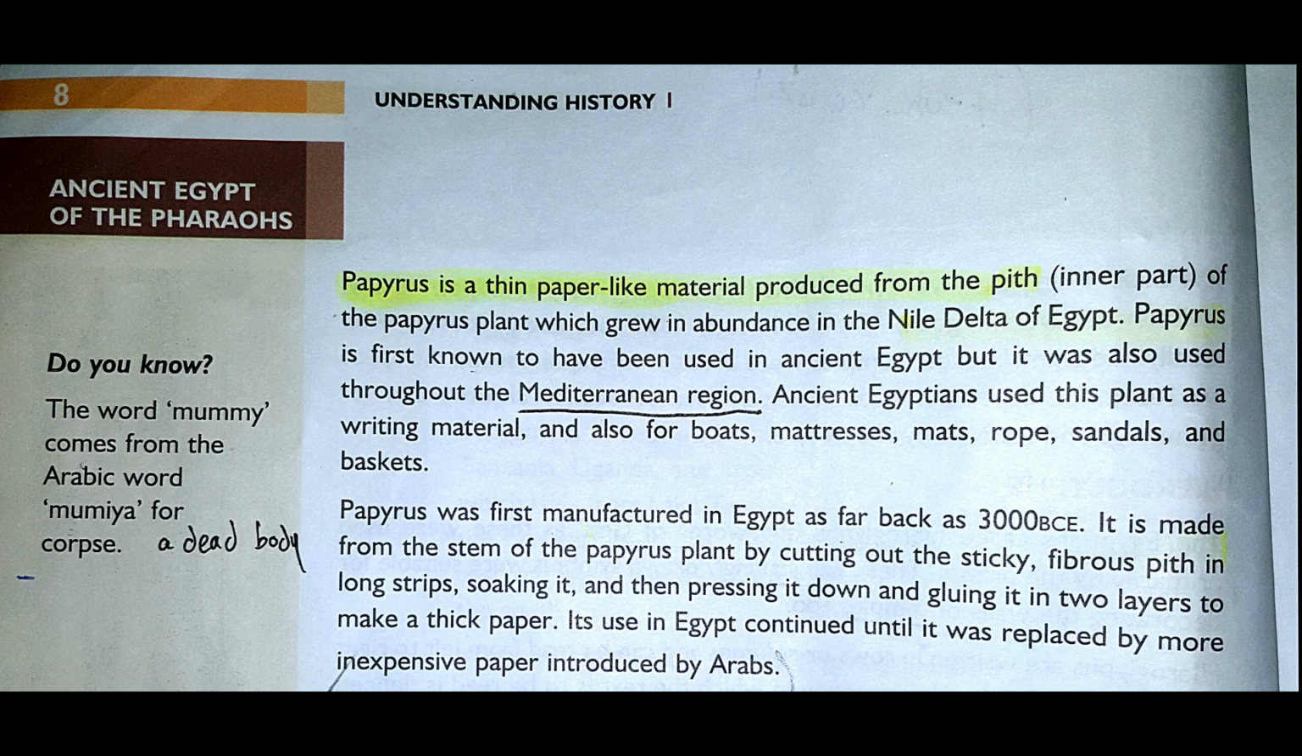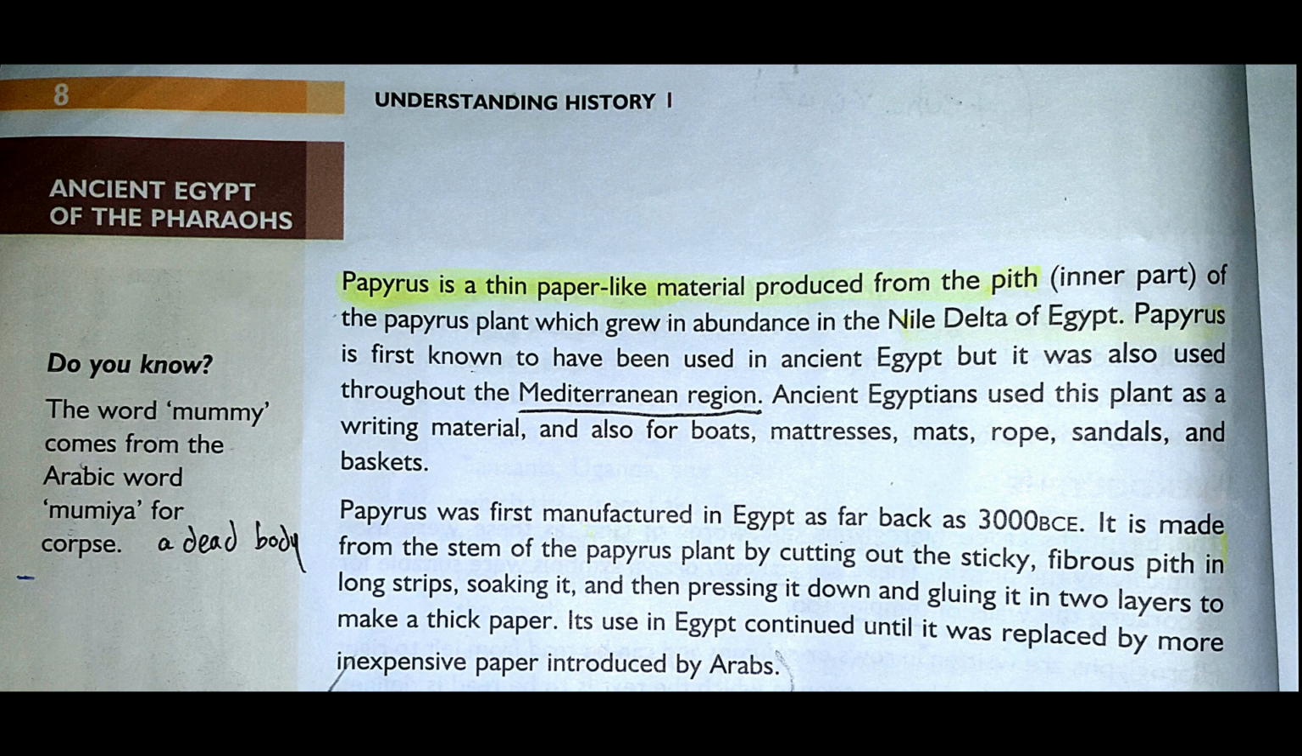Papyrus is first known to have been used in ancient Egypt, but it was also used throughout the Mediterranean region. Ancient Egyptians used this plant as a writing material and also for boats, mattresses, mats, rope, sandals, and baskets. So this plant was very important for the people of Egypt. It was a very useful plant at that time.